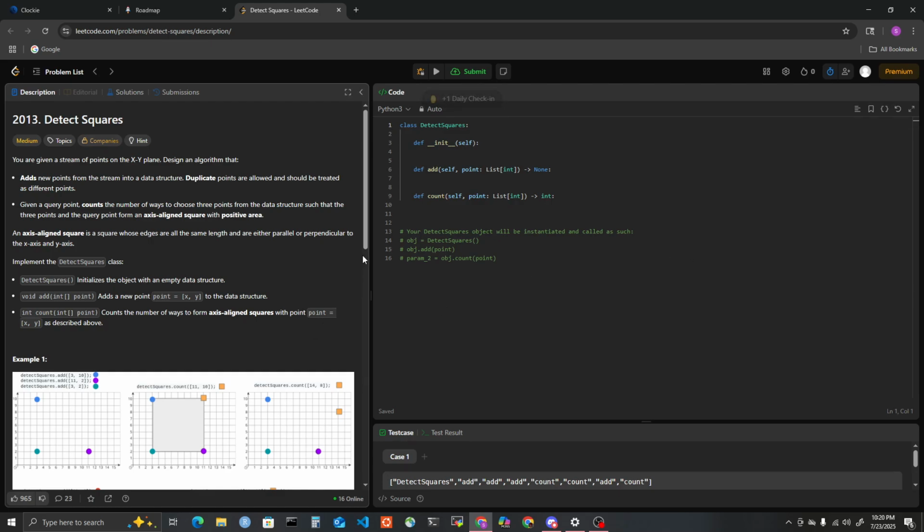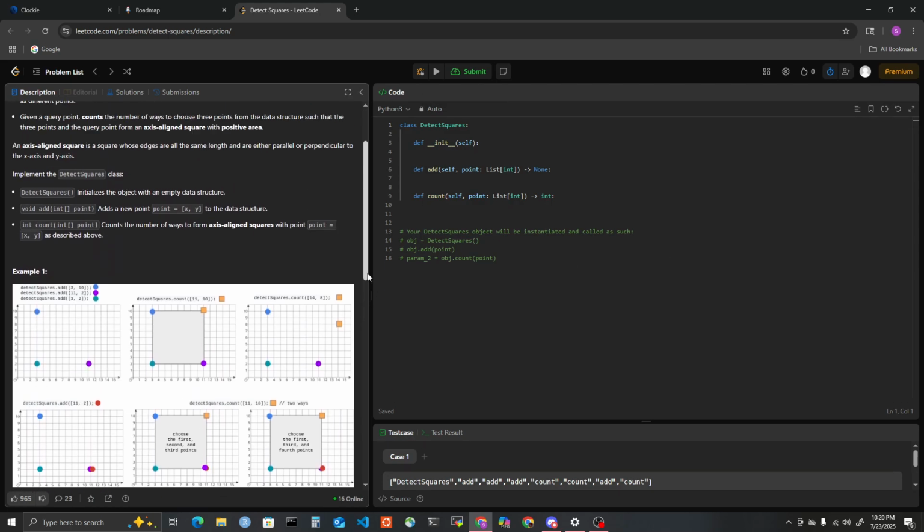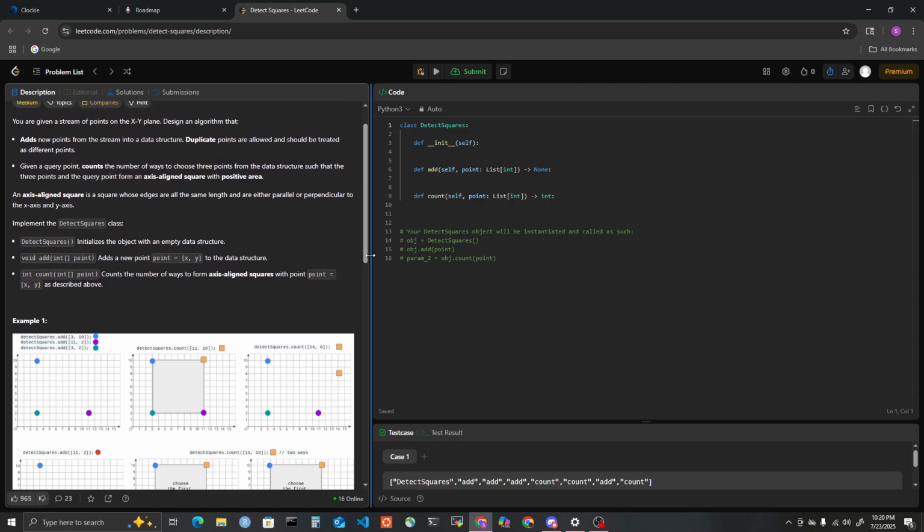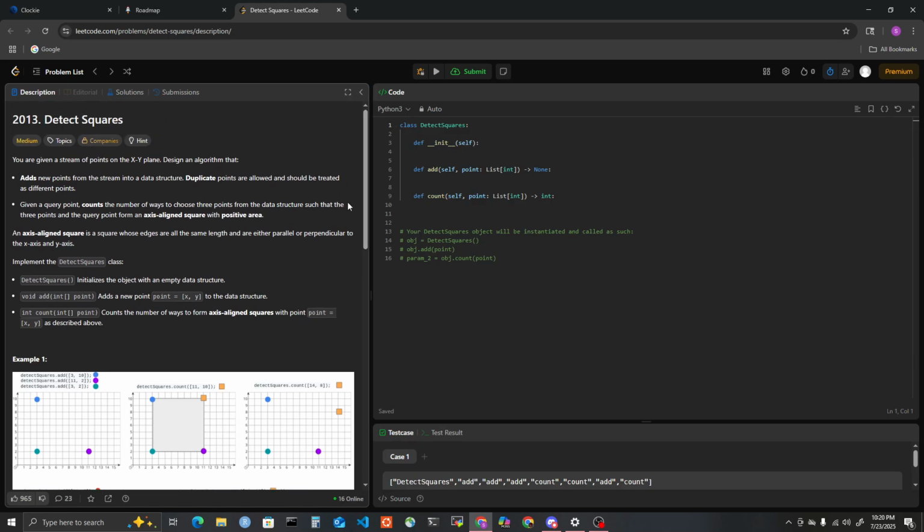Oh, what the hell? This is actual math. That actually gave me a real math problem. You're given a stream of points on the XY plane. Design an algorithm that adds new points from the stream into a data structure. Duplicate points are allowed and should be treated as different points. Given a query point. Oh my goodness.